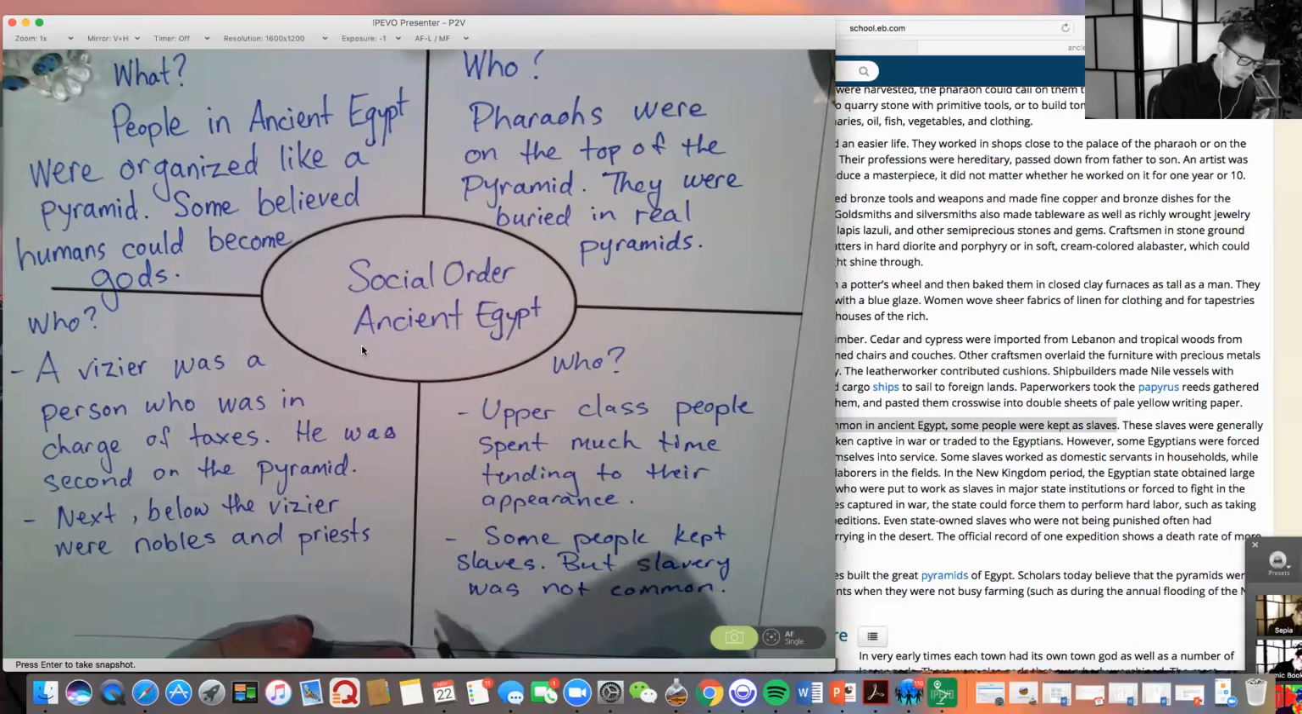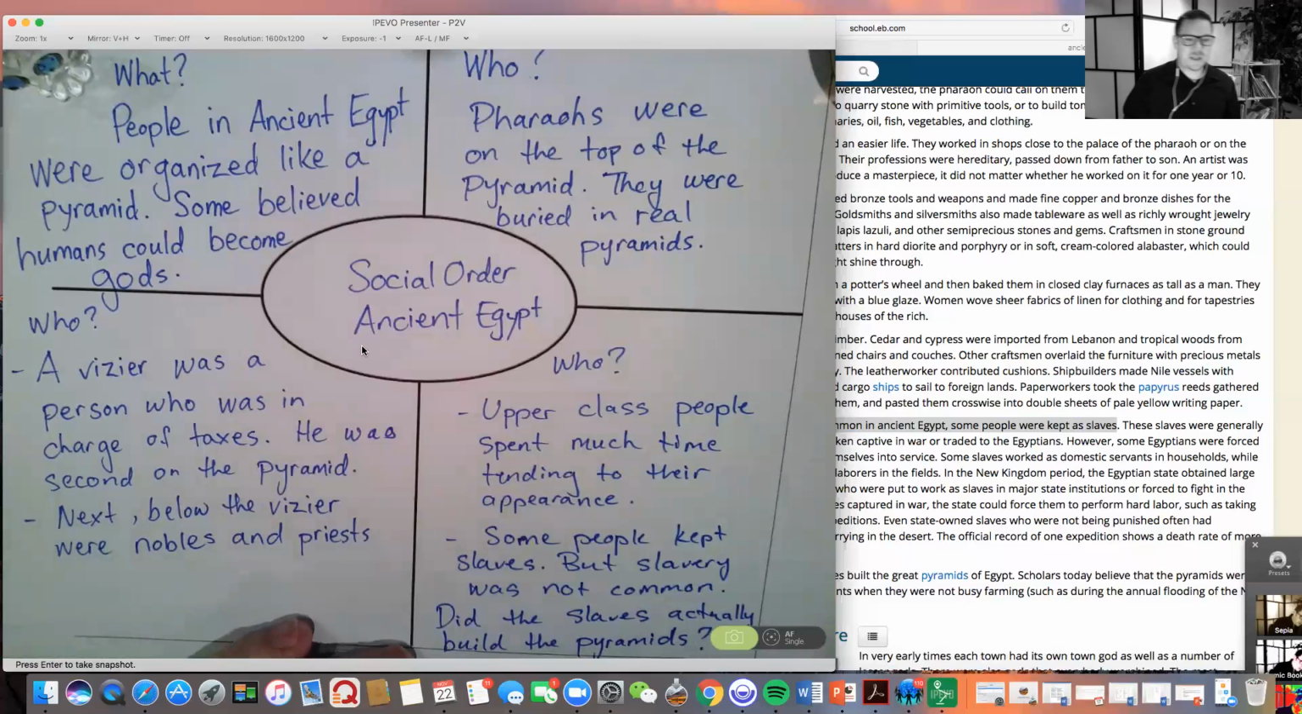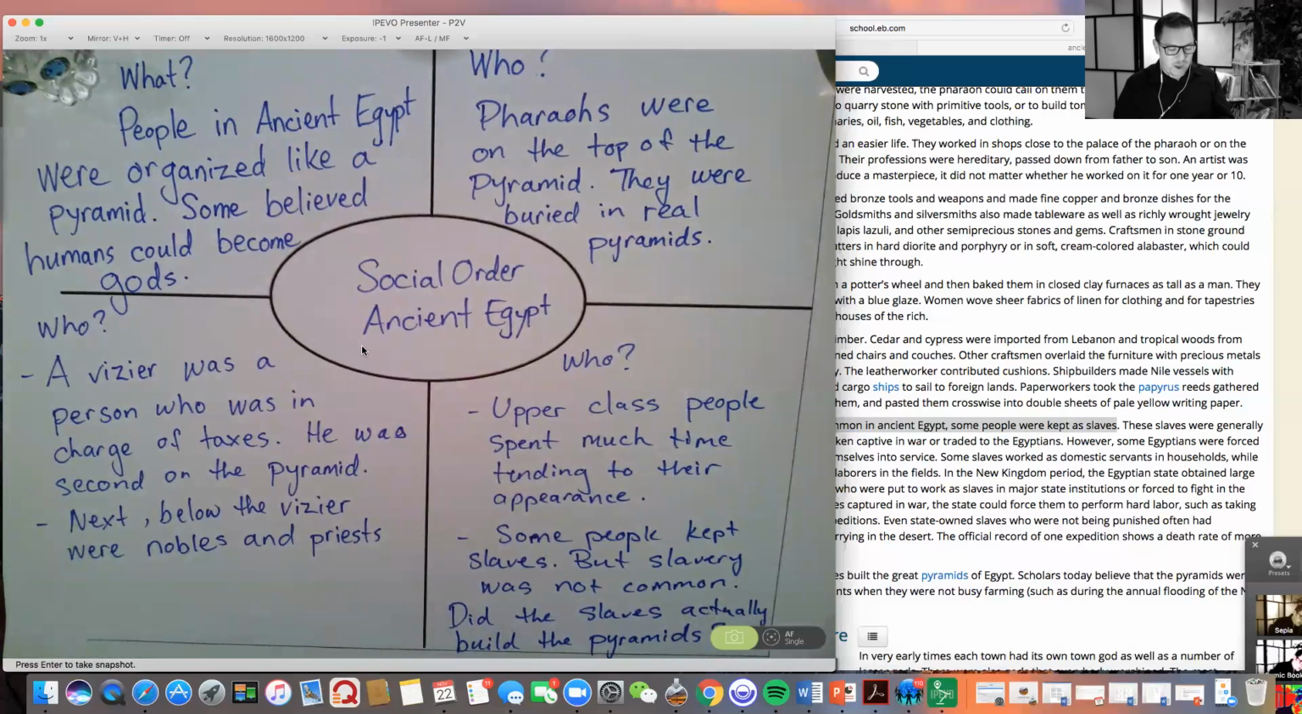I can say, something like, did the slaves actually build the pyramids? You know, that's something we hear a lot, but maybe we need to fact check that, okay? Did the slaves actually build the pyramids? And you know what? I can actually include that into my Foursquare.